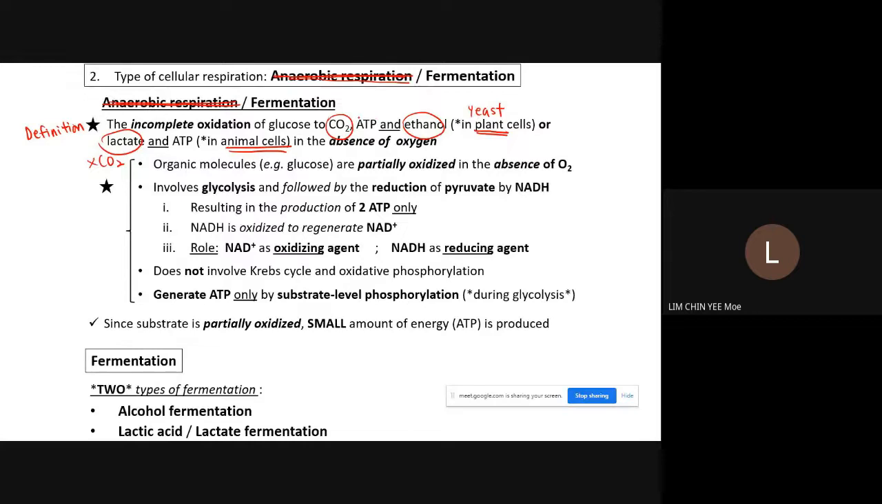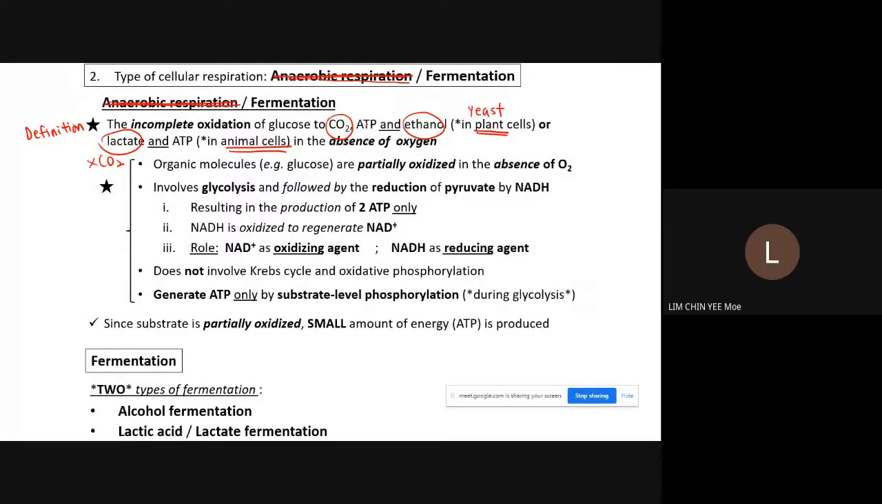Jangan tulis dua-dua ya. So rujuk soalan. Dia tanya pasal plant ke atau animal. Kalau dia dah specify muscle cells, itu mesti ialah animal, then you just give the definition for animal cells. Can you understand? Boleh, Miss. Right.